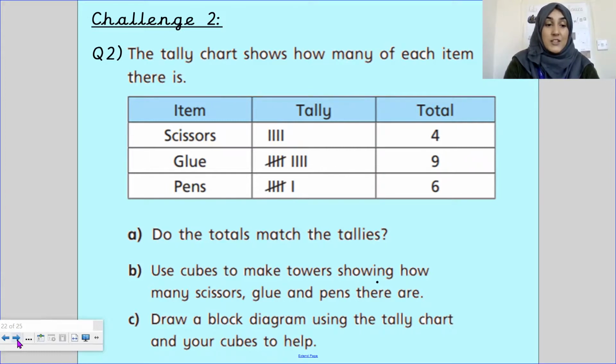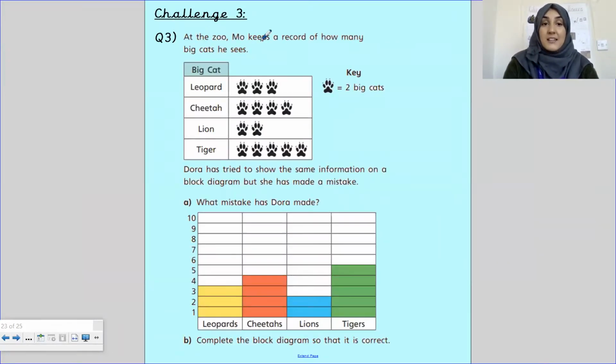Okay, challenge 3, question 3. At the zoo, Mo keeps a record of how many big cats he sees. So that's a lion, a leopard, cheetah, lion, and tiger. 1 paw print equals 2 big cats. Dora has tried to show the same information on a block diagram, but she has made a mistake. Complete the block diagram so that it is correct. Okay, oh, I can see the mistake already. Looking at tigers, looking at, oh, leopard.